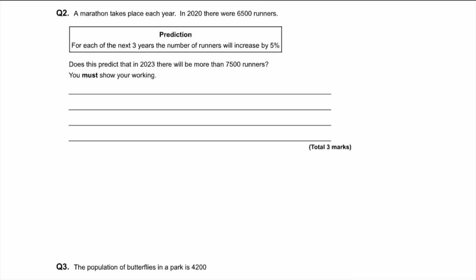So question 2 is not compound interest here. It's growth and decay. So rather than having pounds in the bank that are growing, we've got runners in a race that is growing each year, and we need to work out how many there will be in so many years' time. So a marathon takes place each year. In 2020, there are 6,500 runners. The prediction is that for each of the next 3 years, the number of runners will increase by 5%. Does this predict that in 2023, there will be more than 7,500 runners? You must show your working.